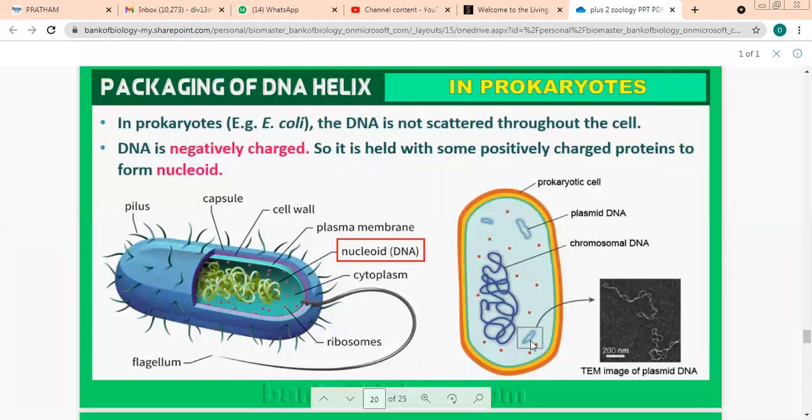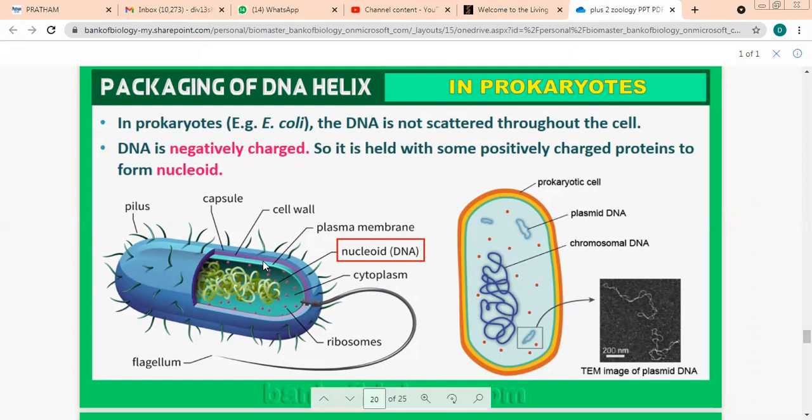Prokaryotes means the nucleus is not enclosed by a nuclear membrane. See, in prokaryotes, the DNA is not scattered throughout the cell. The entire cell, you will not have DNA scattered. We know that DNA has what charge, positive or negative? Negative. DNA has negative charge. So it will be only found in those areas where we have positively charged proteins.